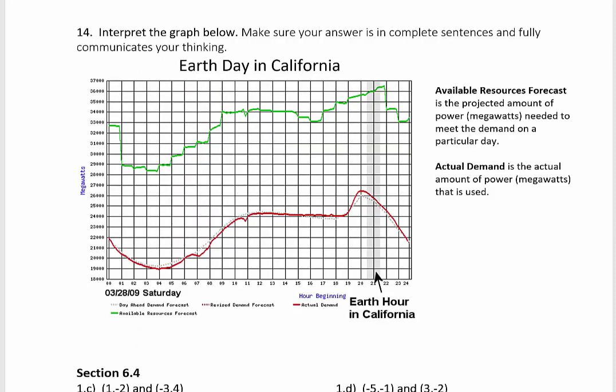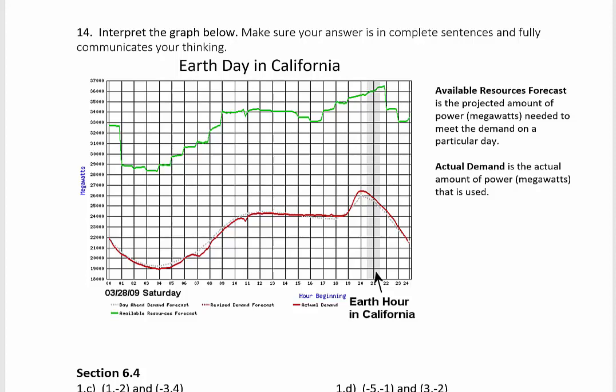All right, 6.3, question 14. Interpret the graph below. Make sure your answer is complete and in full sentences to communicate your thinking. Okay, so we're looking here. It says, title the graph, Earth Day in California. So we want to stop right now and say, okay, Earth Day, California, it's springtime, they're celebrating Earth Day.